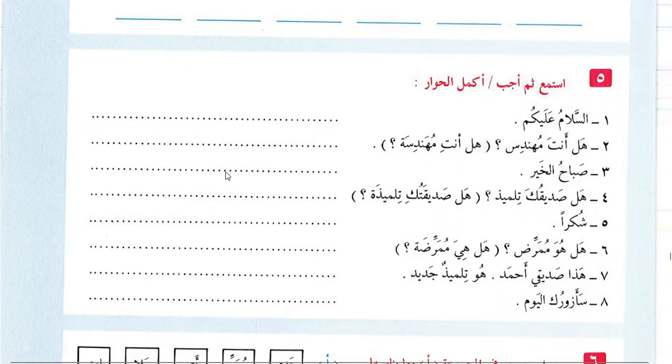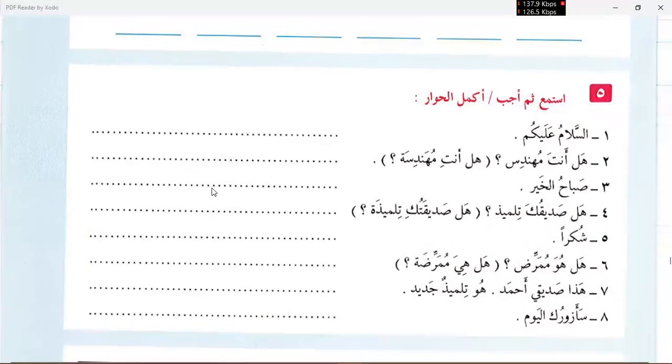Sabah Noor. Hal sadiqatuki tilmiza? What does tilmiza mean, sir? Student. Okay. Sadiqati tilmiza. Sadiqati is my friend. Yes.